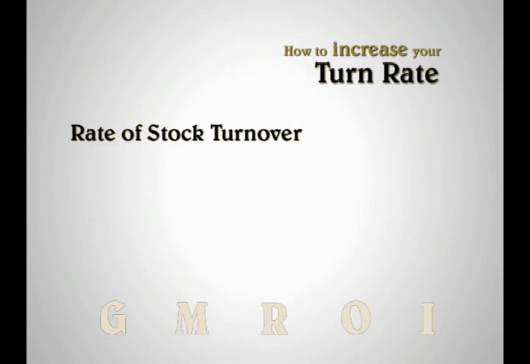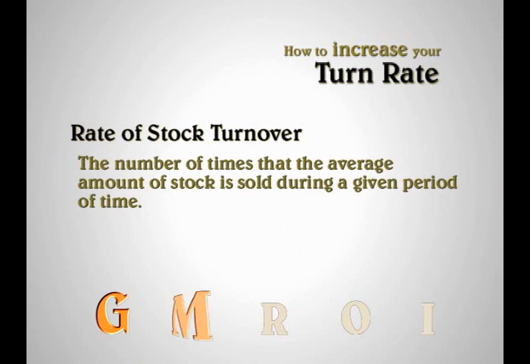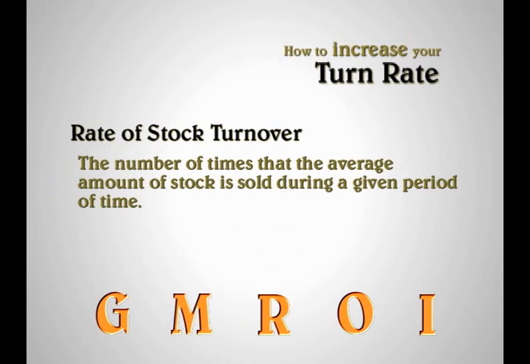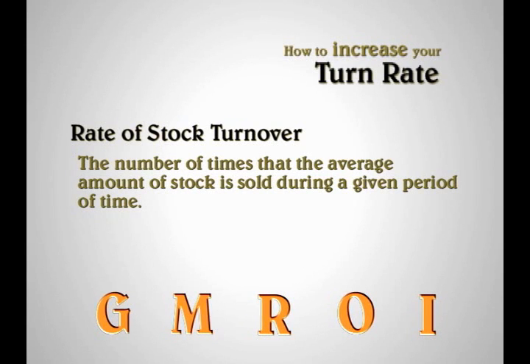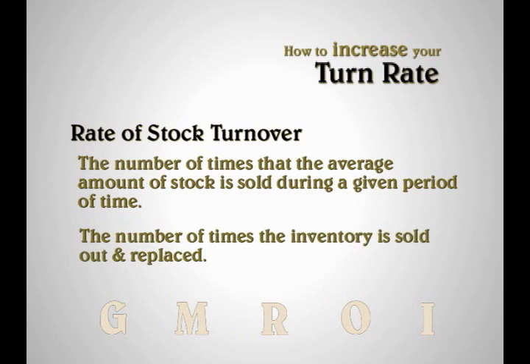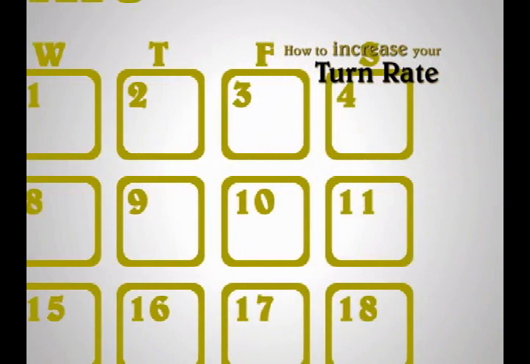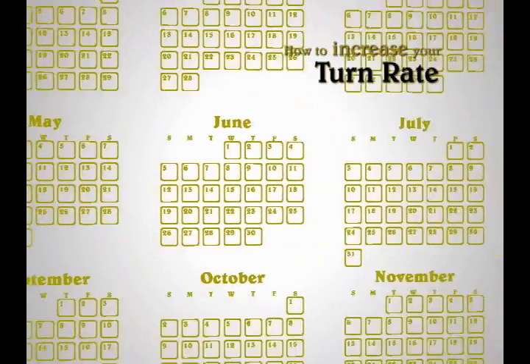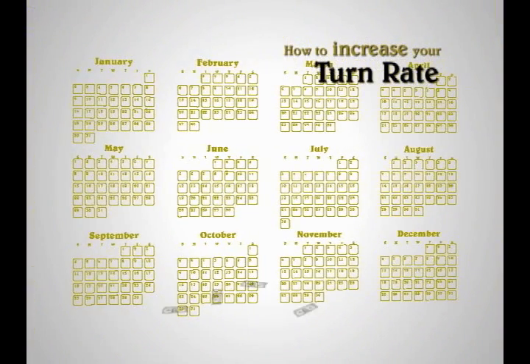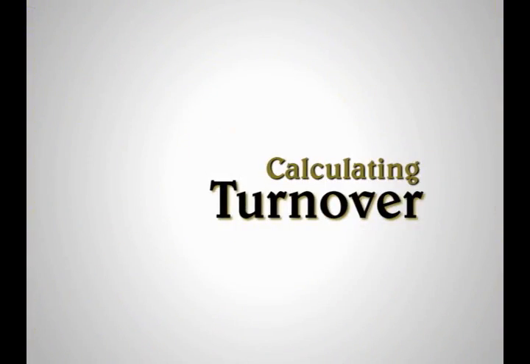Knowing this, the rate of stock turnover can be defined as the number of times the average amount of stock is sold during a given period of time. In other words, it means the number of times the inventory is theoretically sold out and replaced. The turnover rate can be calculated for a week, a month, a year, or any other period of time desired. So how do you calculate turnover?